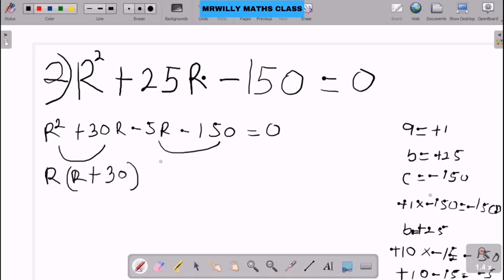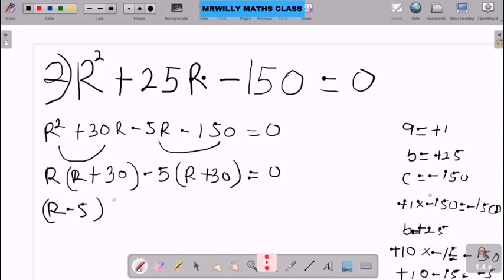You come to these 2. Then look for a factor that is common to both minus 5r and minus 150. What is common? Minus 5 is common. So minus 5r divided by minus 5 will give what? R. Minus 150 divided by minus 5 will give what? Plus 30. Then the next thing is to write r minus 5 bracket, r plus 30 equals 0.